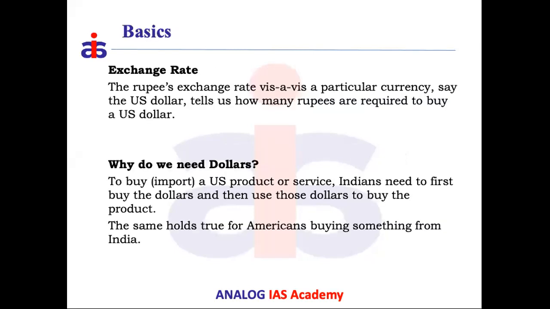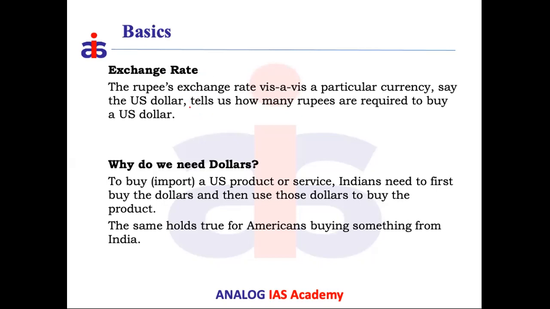So first we'll see what it means by exchange rate. The exchange rate means the value of one currency with respect to another country's currency. Different countries have different currencies, right? All the currencies will not have the same value. That means the value of $1 cannot be 1 rupee, right?